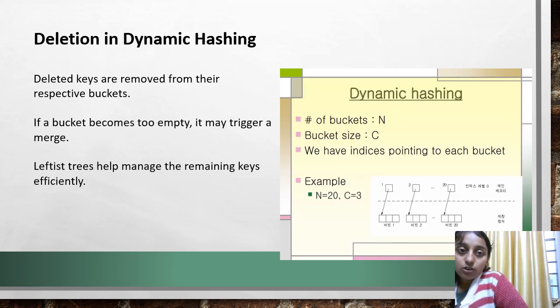The next operation in dynamic hashing is deletion. So let us see deletion in dynamic hashing. Deleted keys are removed from their respective buckets. If a bucket becomes too empty, it may trigger a merge. Leftist tree helps manage the remaining keys efficiently.